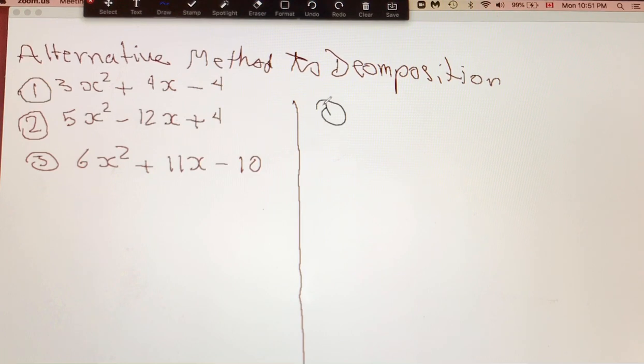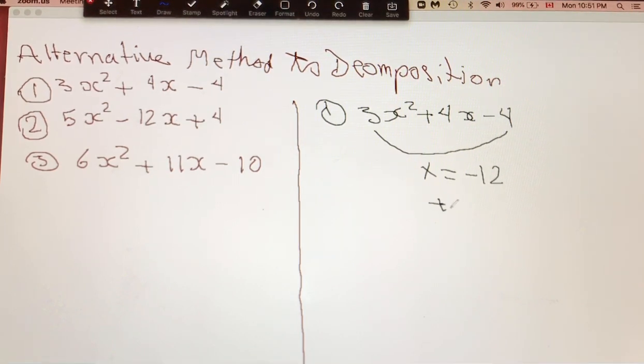So question number 1: 3x squared plus 4x minus 4. To factor this, we're looking for two numbers that multiply to give us negative 12, the 3 times the negative 4, and add to give us this number right in the middle, the coefficient of x, which is the 4.